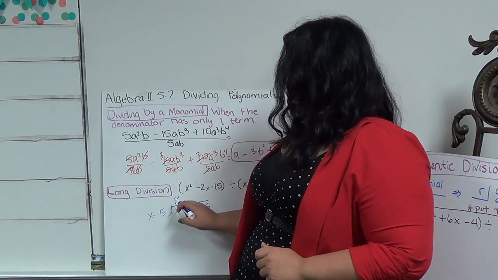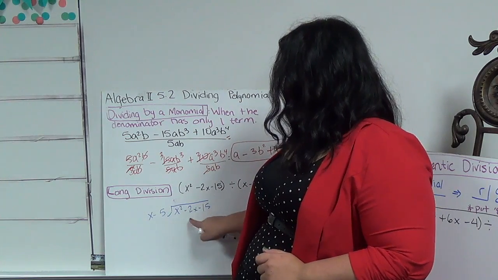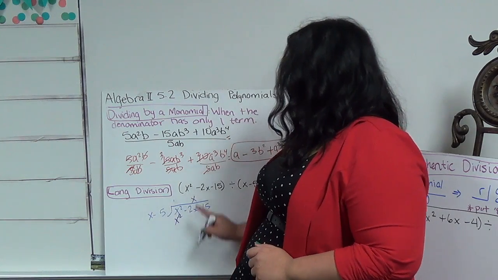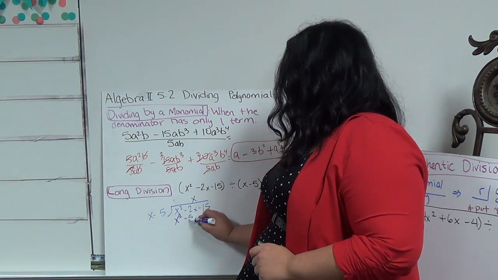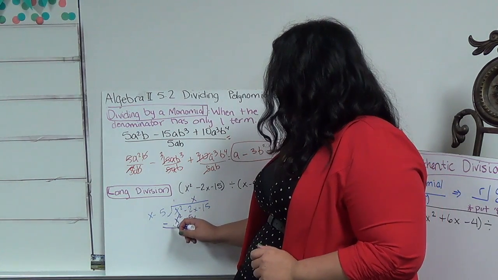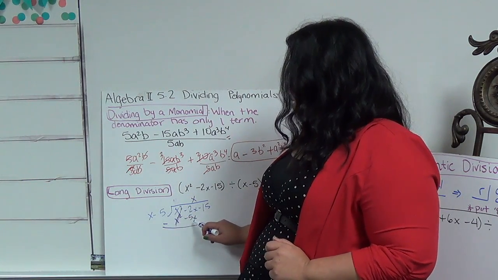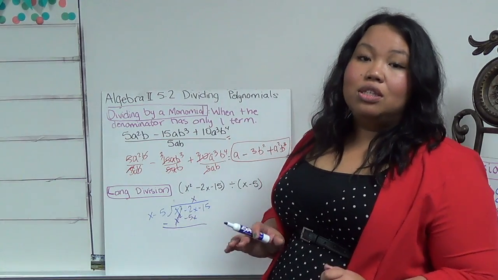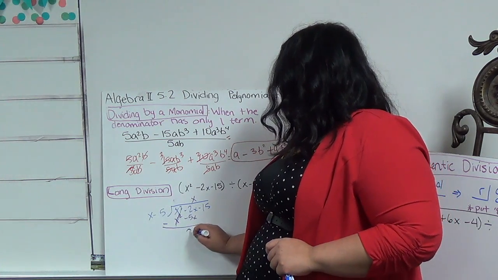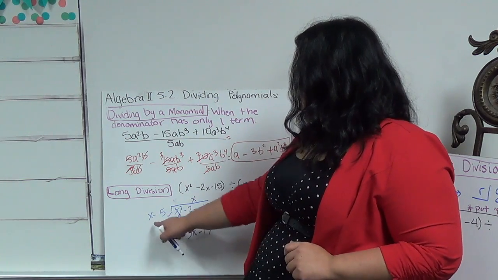Once I put that, I'm going to put it on top of the second term because there's two terms. So x times x is x squared, and x times negative 5 is negative 5x. And I'm going to subtract, just like regular long division. So 1x squared minus 1x squared, these cancel out. Negative 2 minus a negative 5, minus negative is positive, so it's negative 2 plus 5, which gives me positive 3x, and I'm going to bring down my negative 15.